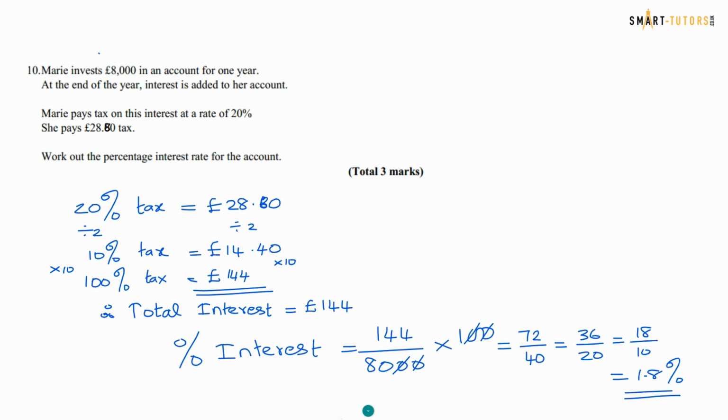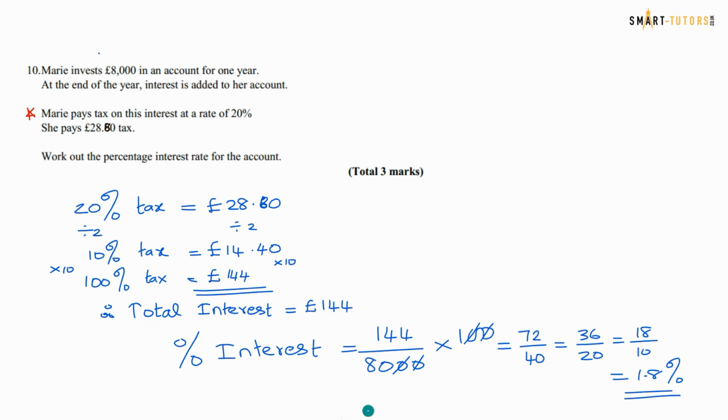Question number 10. Mary invests 8,000 in an account for 1 year. At the end of the year, interest is added to her account. Mary pays tax on her interest at a rate of 20%. She pays £28.80 as tax. So this is the clue. This is where you need to start the question from. So 20% tax is 28.80.